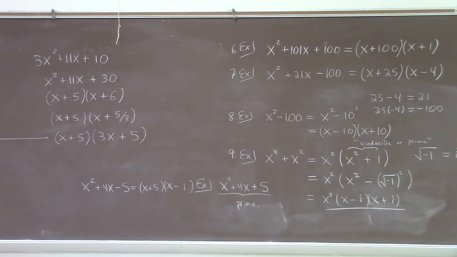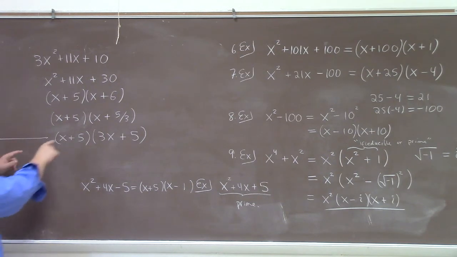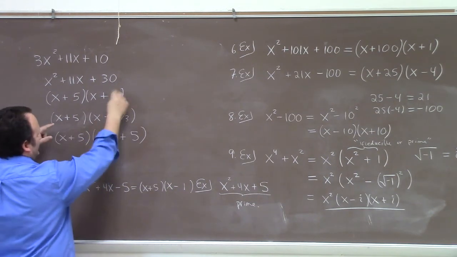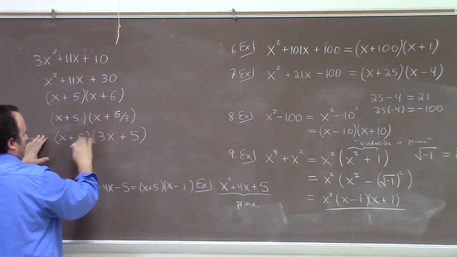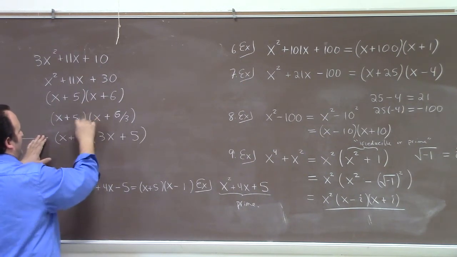Did I do it wrong? I did it wrong. I'm sorry. I'm an idiot. This was a 6 over 3. I'm supposed to keep the... so I'm sorry. I'll get it eventually.